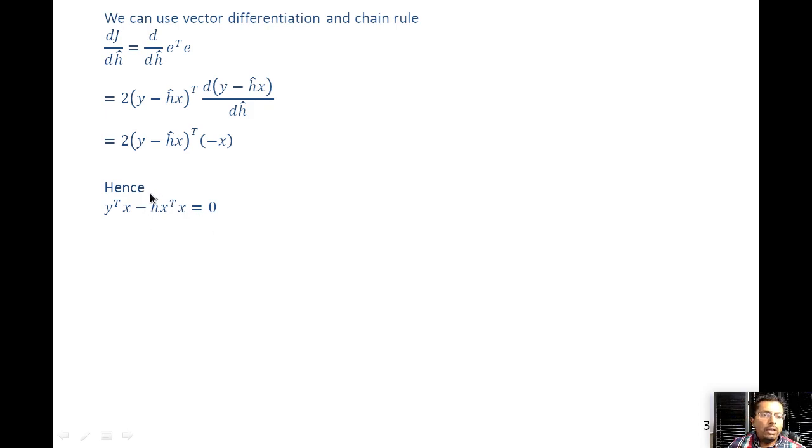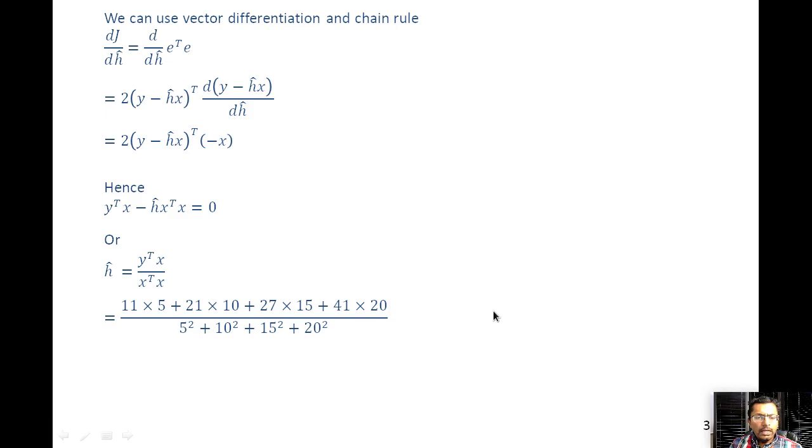Now the only unknown here is h hat. So we take that to the other side, and we get h hat is y transpose x divided by x transpose x. So this works. You can divide like this if it's a scalar. If it's not, then you need to use a matrix inverse. So essentially, h hat will be y transpose x times the inverse of x transpose x.